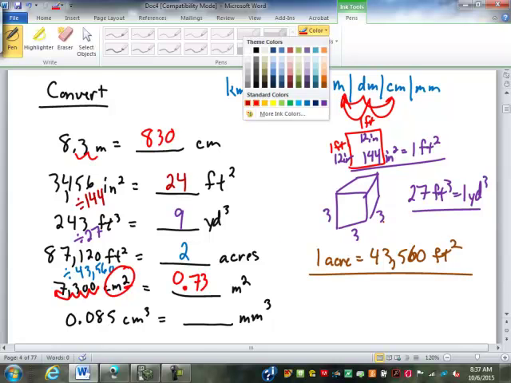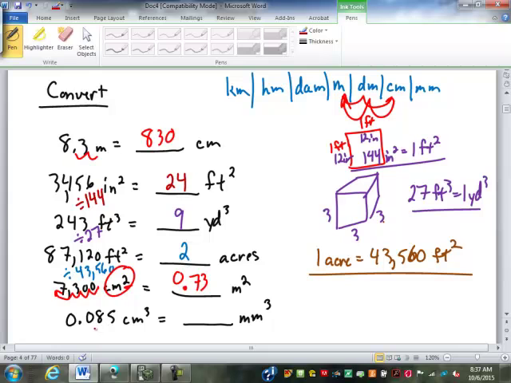And then next down here, 0.085 centimeters cubed into millimeters cubed. Centimeters to millimeters is 1 spot on the chart, but it's cubed, so that means we go 3 decimal places for every spot on the chart. So 1 spot on the chart is 3 decimal places. 1, 2, 3 is 85 millimeters cubed. Any questions?